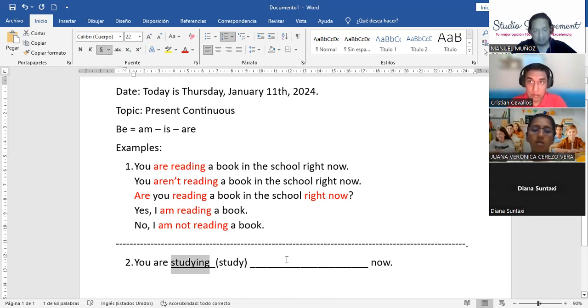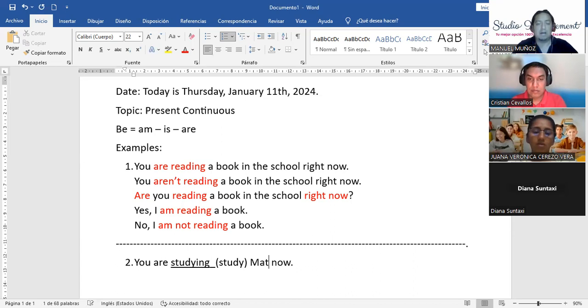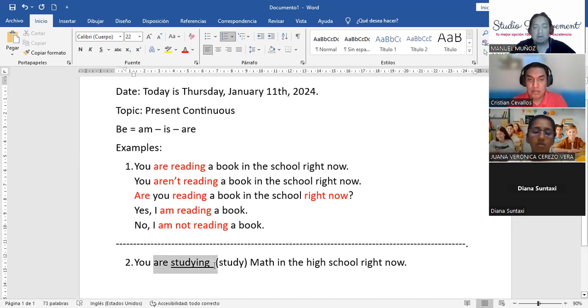It is the study. Y el complemento, si you're studying, yo pongo studying, what happened, use it for studying, estudiando qué, use it for mathematics, maths, in the high school, o cualquier complemento que ustedes quieran poner, use it for the right, drawing now. That's all. Affirmative. Verb to be y el verbo ing. Les di un verbo y ese verbo lo transformaron.